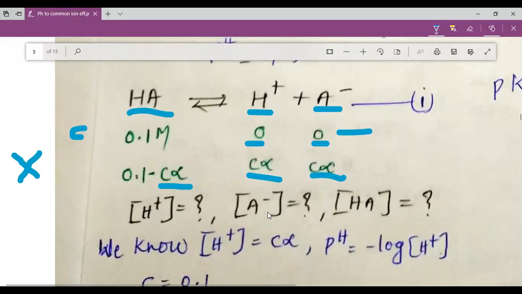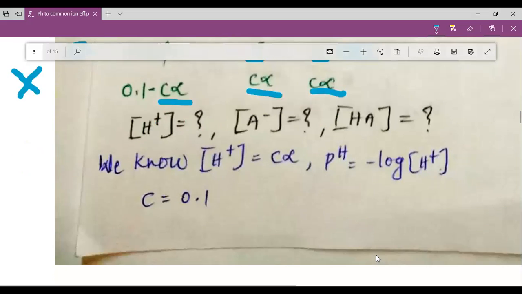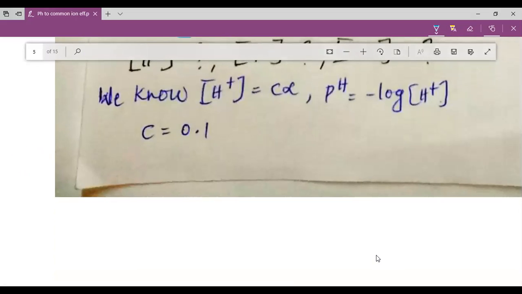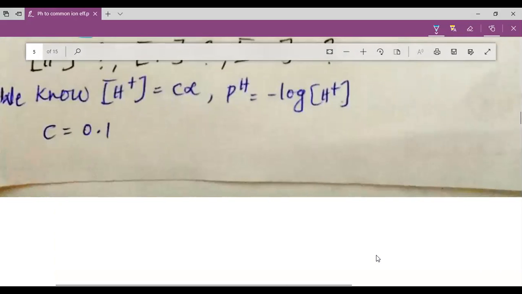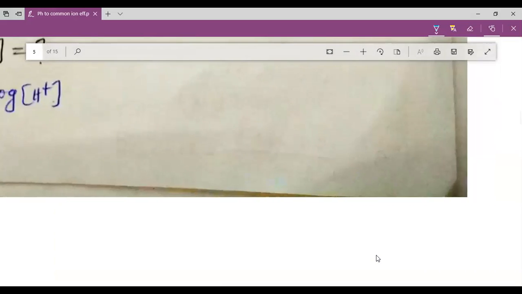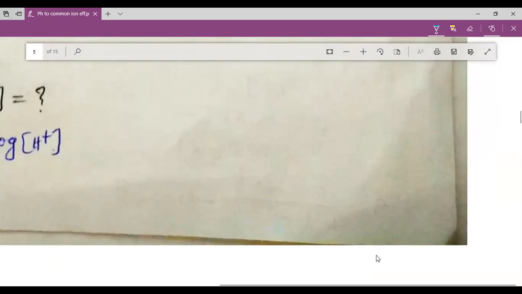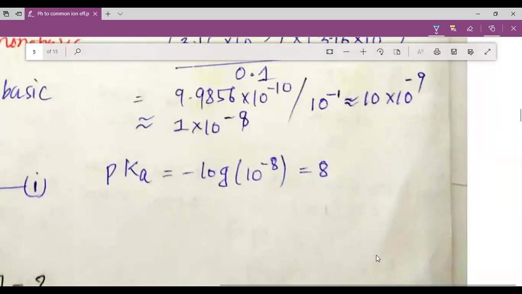We want to find out the concentration of A minus, that is also the value of C alpha. And we want to find out the concentration of HA, that is 0.1 minus C alpha. So now let us find this. We know that concentration of H plus is equal to C alpha, pH is equal to minus log of H plus, and C is equal to 0.1. These are the values, or this is what we have tried to understand from the question, my dear students.